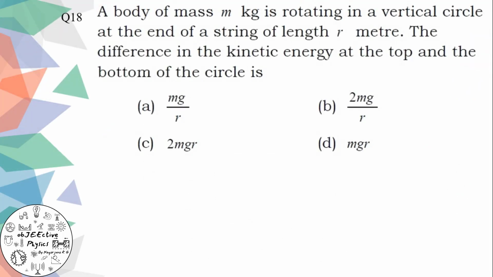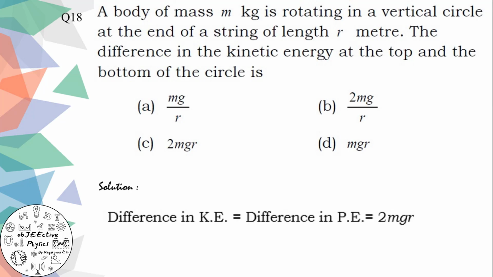Question number 18. Read the question carefully. I will move to the solution. Difference in kinetic energy is equal to difference in potential energy, that is equal to 2 mgr. This question is also related to vertical circular motion. Number 19.